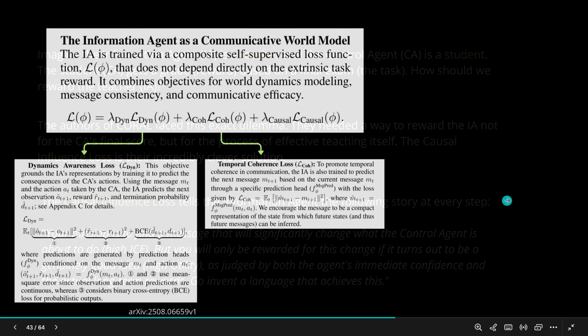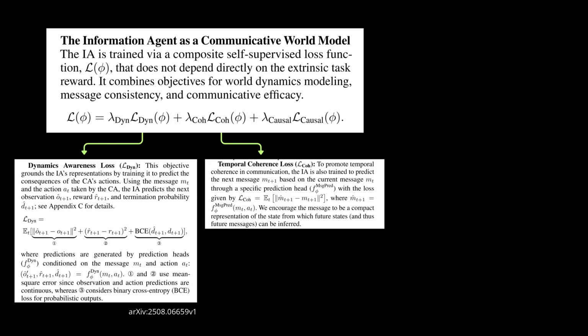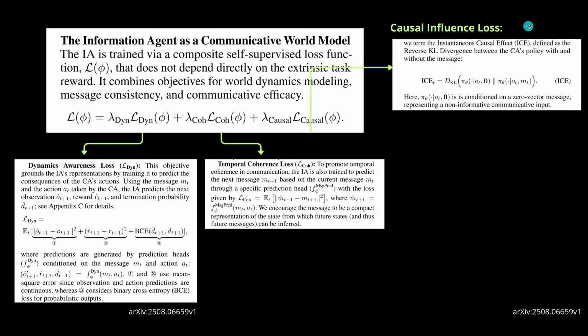So how can you implement this? And the authors have a beautiful format. I just make you a screenshot because they explain it in a beautiful way. So you have your loss function, and your loss function has 3 separate terms. Why? Well, it combines here the objective for the world dynamics modeling, the temporal dynamic of the room, the first one. Then you have to have a message consistency, a temporal coherence, and this is the second term. And then for the communication efficacy, we have here the causal influence loss function.